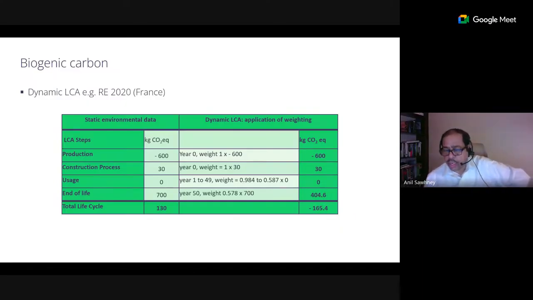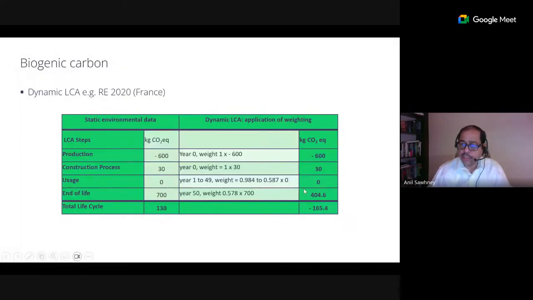Okay, so that's how dynamic LCA works. That's how basically your biogenic carbon works. Any questions on that? Did I confuse you guys, or does it make sense? Any questions?